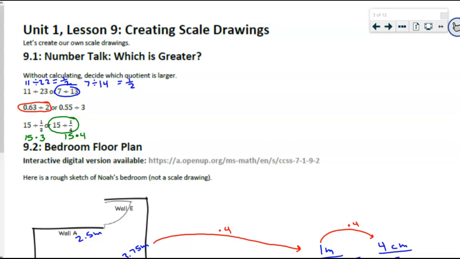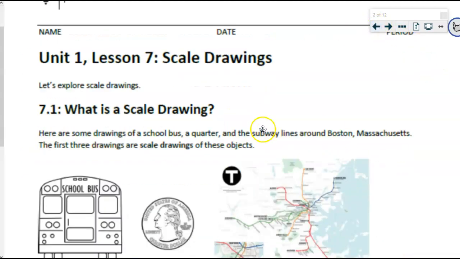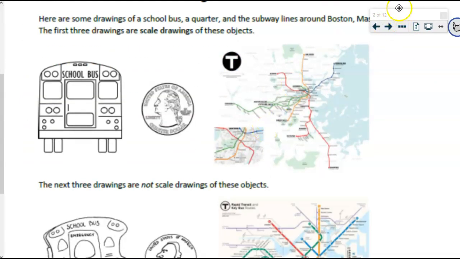All right, and Unit 1, Lesson 9, Scale Drawings. Let's review what we saw here. Can you describe what is a scale drawing? Let's quickly review. What's a scale drawing? Thank you, Grant.